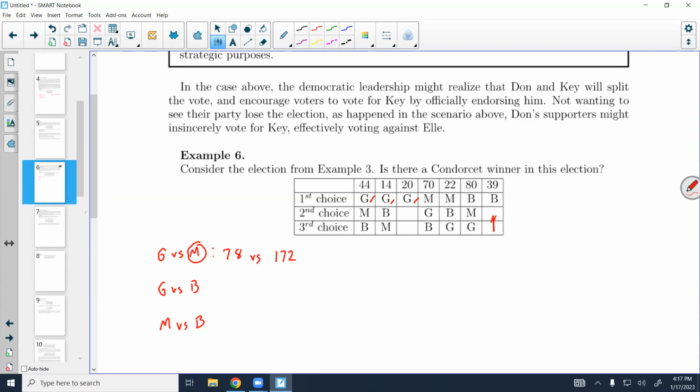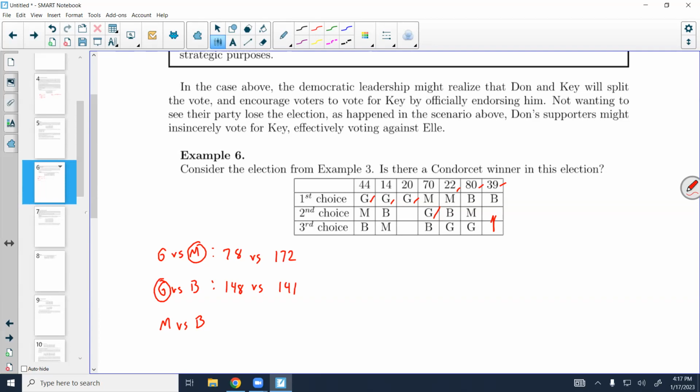Next, we look at G versus B. We see these same three here and this one. So there we're looking at 148, whereas B is good here, here, and here, which is 141. So G is preferred here.